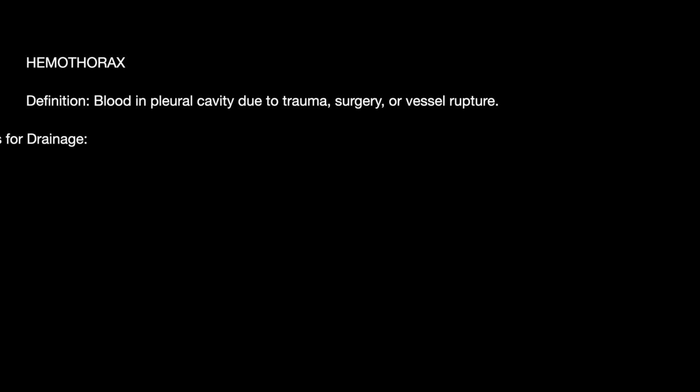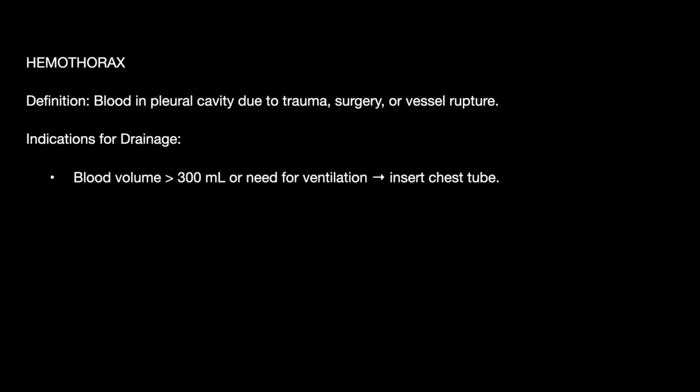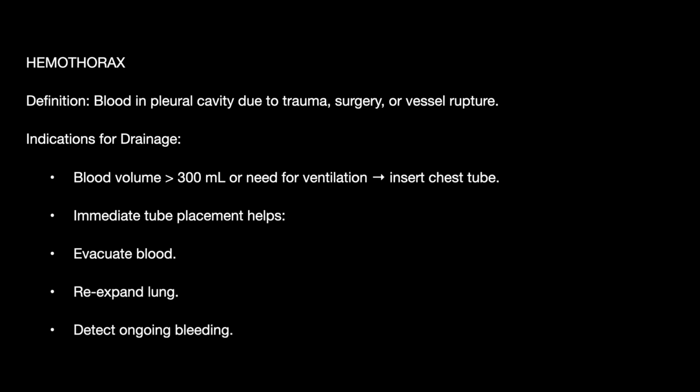Hemothorax is blood in the pleural cavity due to trauma, surgery, and vessel rupture. The indication for drainage is a volume of more than 300 ml, or the need for ventilation, inserting the chest tube. Immediate tube placement helps in evacuating the blood, re-expansion of the lung, and detecting an ongoing bleed.